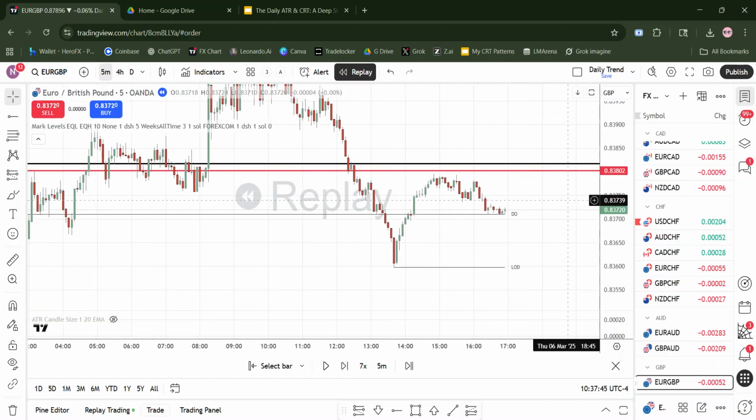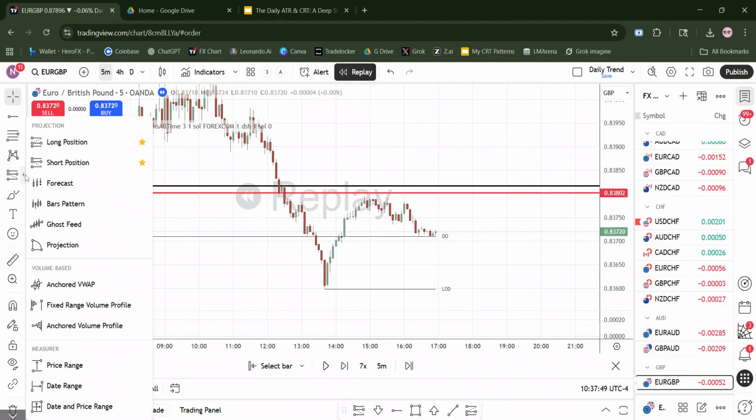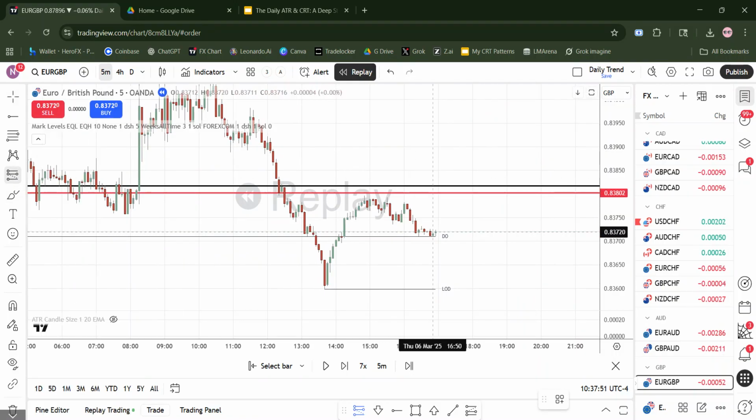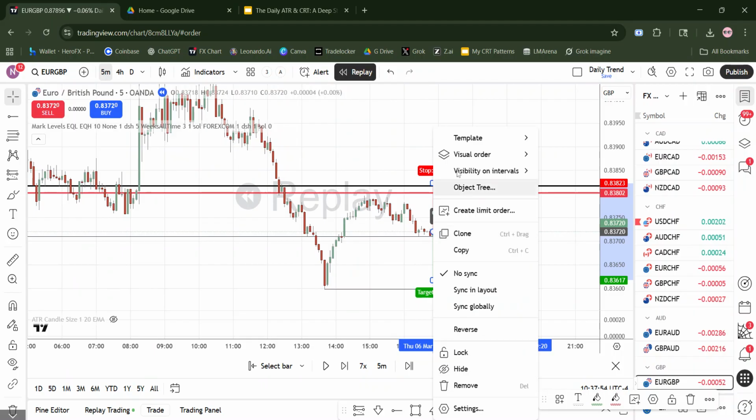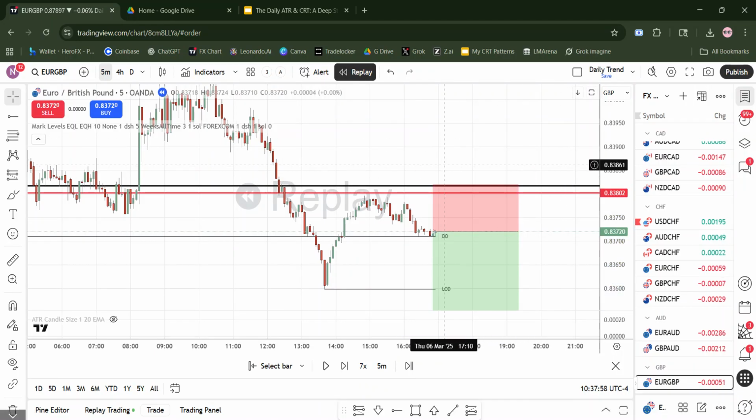But it is retracing a little bit. So I'll take a short here. I think I can get away with a 10 pip stop loss. I'm going to go ahead and put that in real quick on my phone. But you see how that played out. I mean, it's the same thing over and over. Once you see it, it's kind of hard to miss. So it just is what it is.